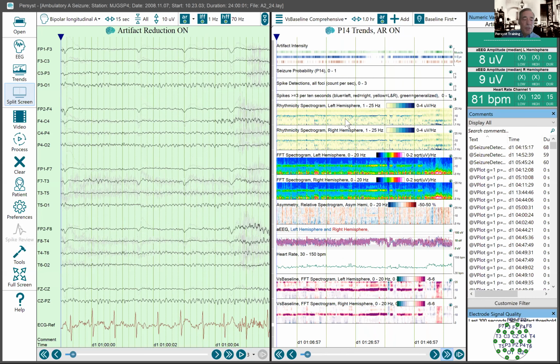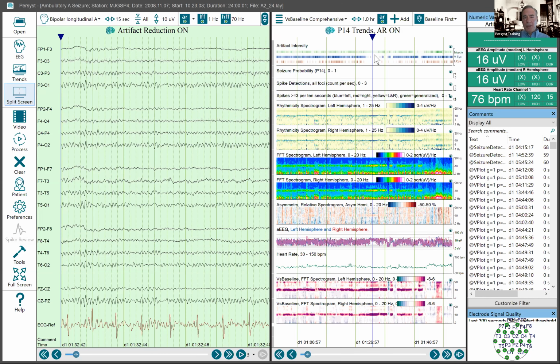So one of the things we can look for when we're going through these is state changes. We can look up at the top, we can see artifact intensity, muscle, vertical eye, lateral eye. And here we can see that vertical eye and lateral eye have shallowed out.